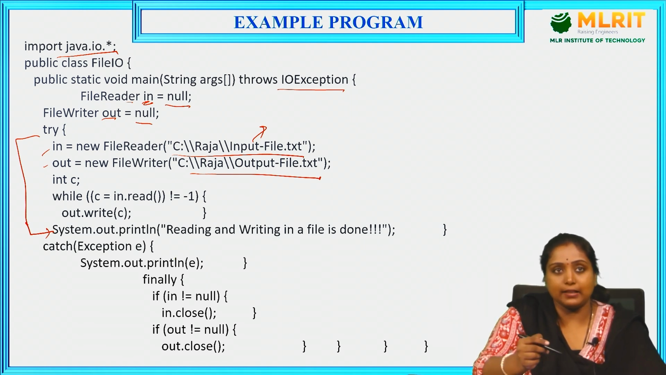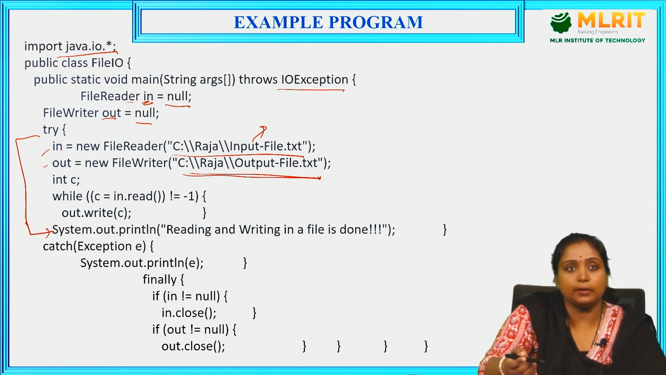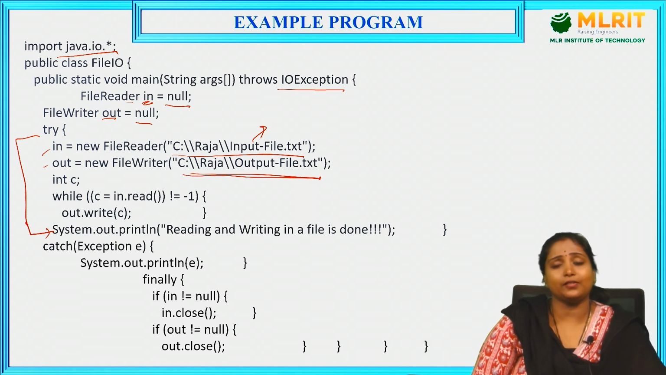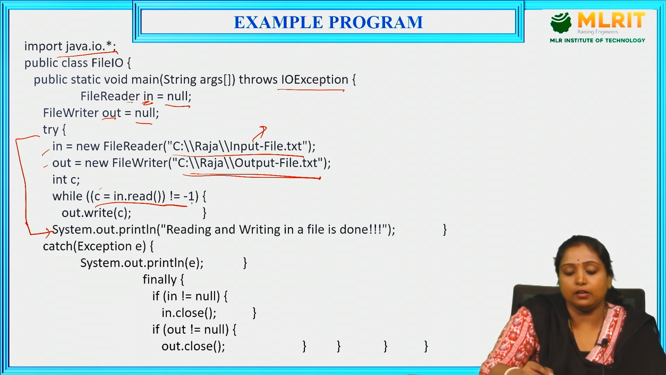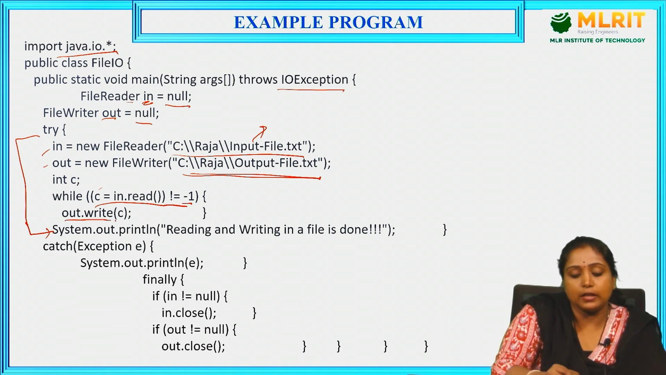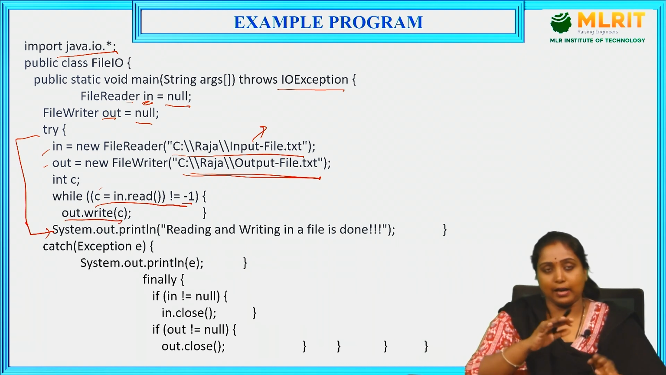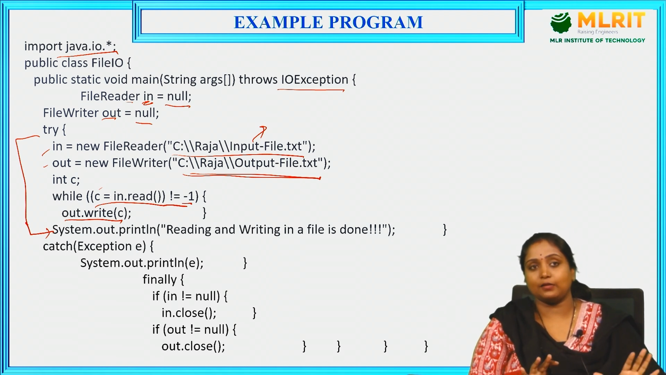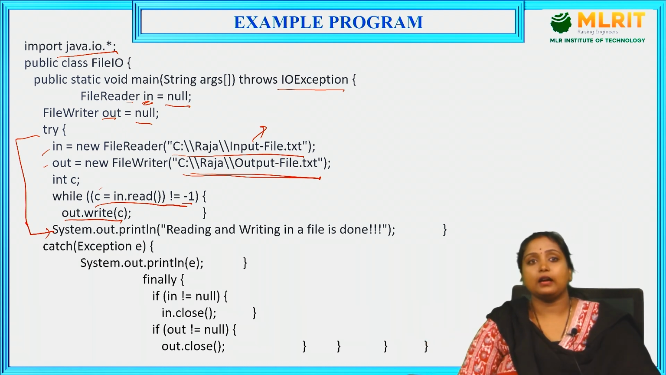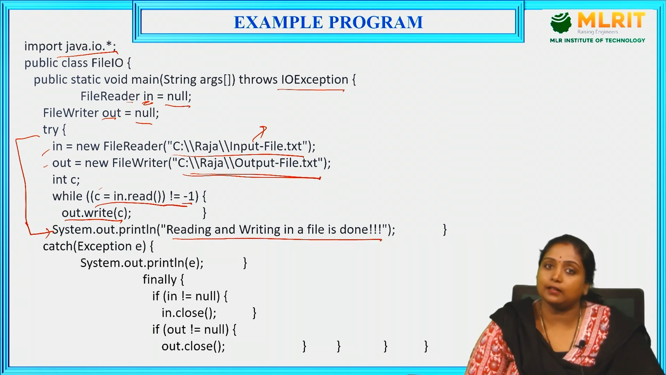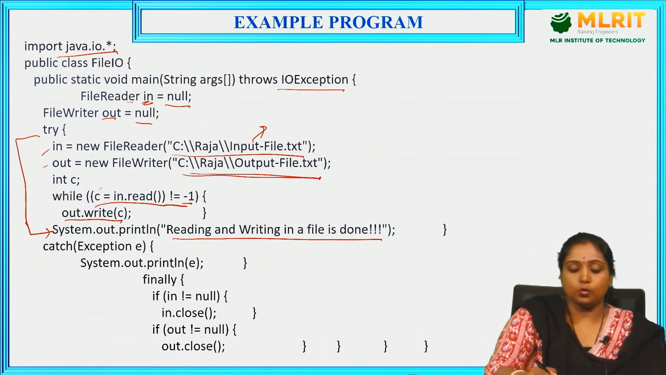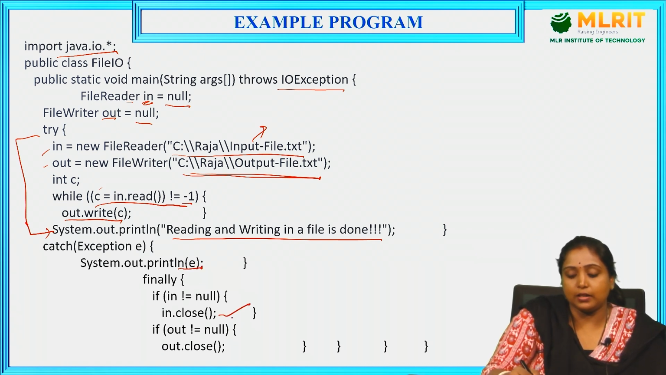Okay, let us try this. And the output file, if it does not exist, will be created on its own. And in the same read, whatever character you are reading which is not equal to -1, you can write it, until all the content in that text file is copied into the output file. After completion of this process, you give a message: reading and writing of a file is done. The catch block might catch the exception here. Finally, you have to close the in and out.